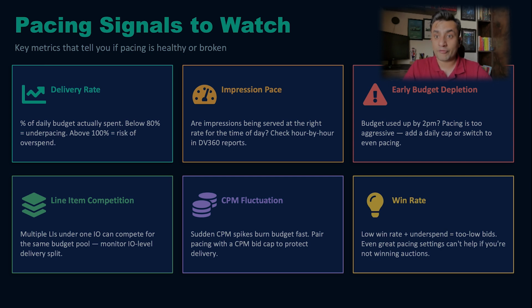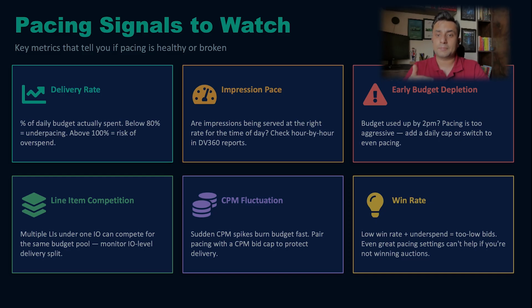You might over deliver, which means your budget will be consumed in fewer days than the entire flight dates available. Then comes impression pace. Are impressions being served at the right rate for the time of day? Check hour by hour in DV360 reports. You can download a day parting report, a time of day report, to see what time of day you're getting the best number of impressions, to apply those particular times of day on your line item so that you get the best number of impressions within a reserved budget.